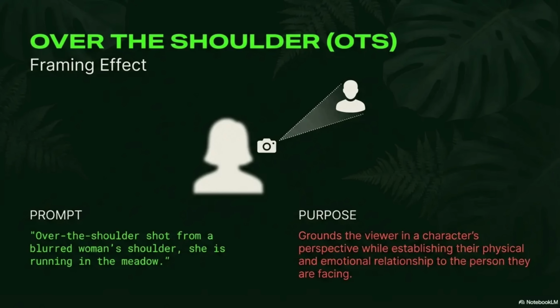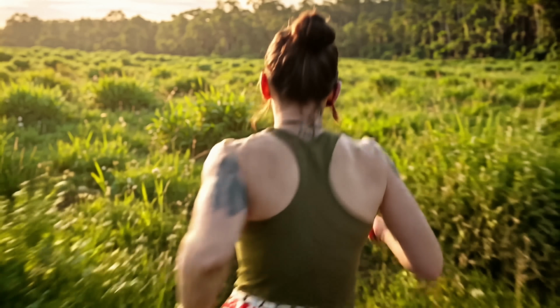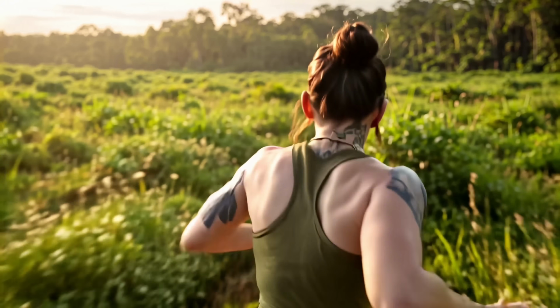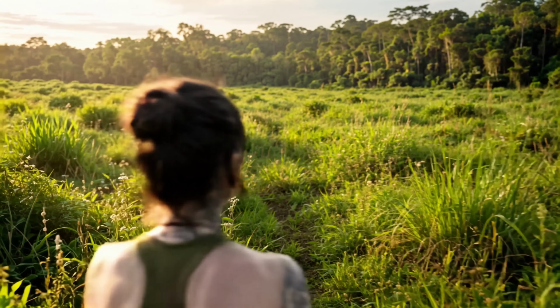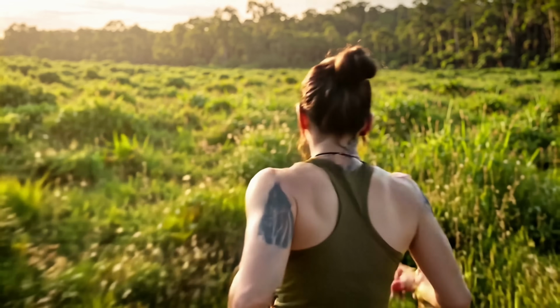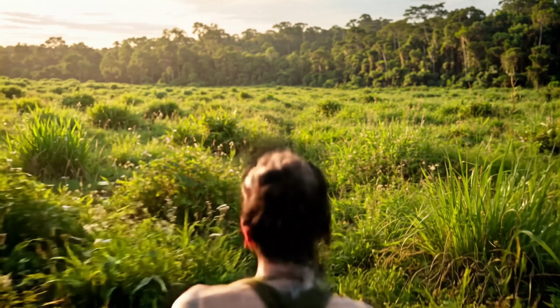Over-the-shoulder shot plays with the framing. The purpose is grounding the viewer in the character's perspective while establishing their physical and emotional relationship to the person they are facing or to the environment they are moving in. If you want to achieve this effect, write: over-the-shoulder shot from a blurred woman's shoulder. She is running in the meadow. Of course, you can change the context according to your character or environment.